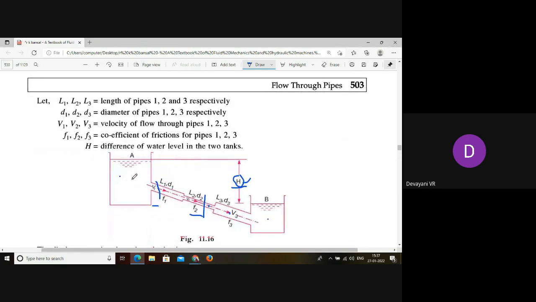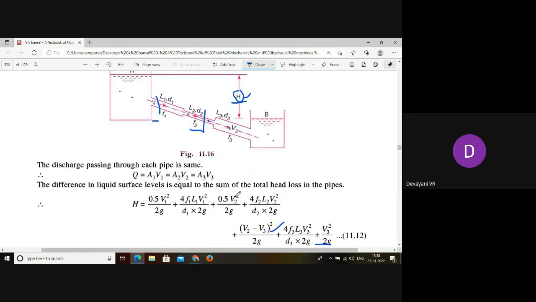Here the water is flowing from tank A to tank B. While flowing from tank A to tank B, there are different pipes connected in series. One pipe is connected with another pipe, and individual pipes have individual lengths, diameters, velocities and frictions. By considering these pipes and their arrangement, we can calculate the total head loss which occurred from the first tank to the second tank, from tank A to tank B.